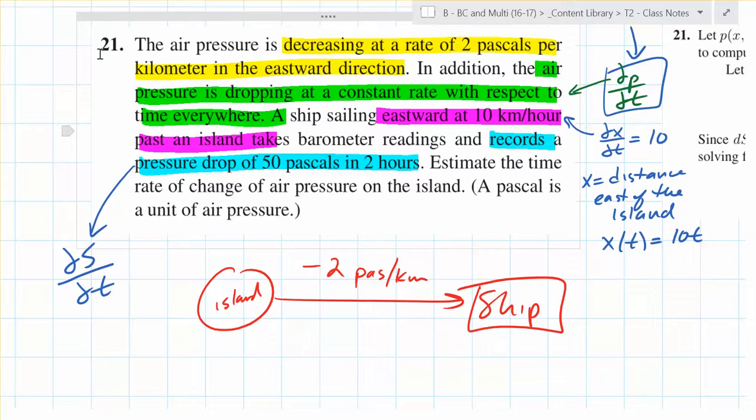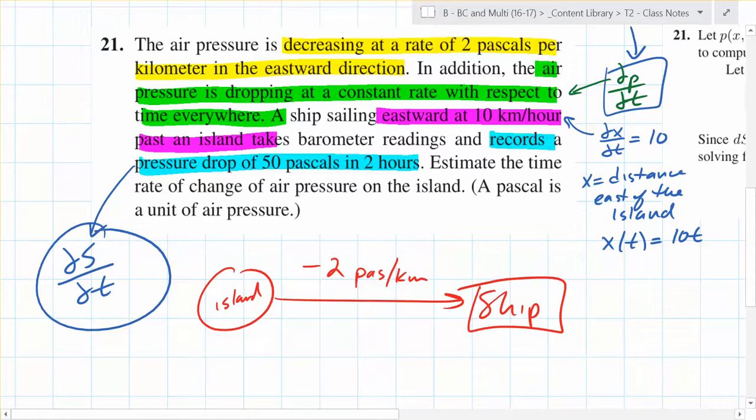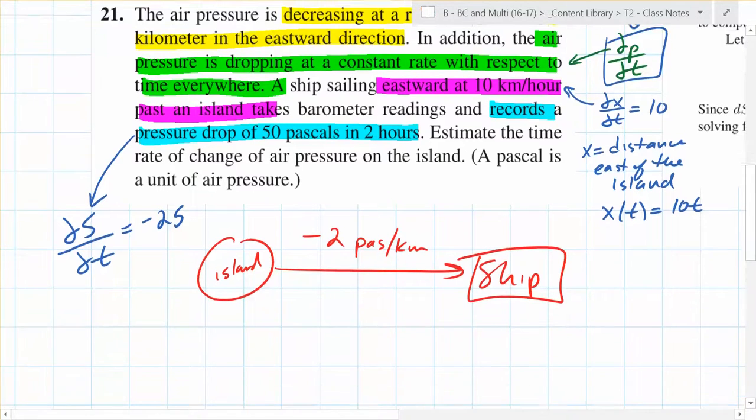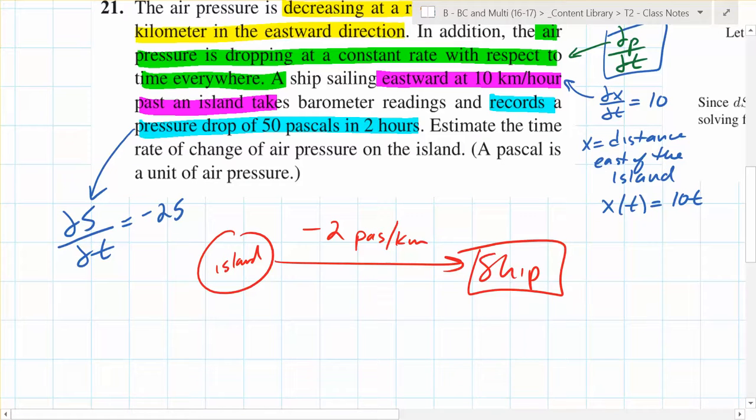The point is this. We have to label this something else. ds, it's the barometric pressure on the ship. The barometric pressure on the ship is changing at a rate of 50 pascals in 2 hours. So do we actually have a numeric answer for ds dt? What is that? -25. Exactly, it's including everything. This includes the boat's motion and dp dt.